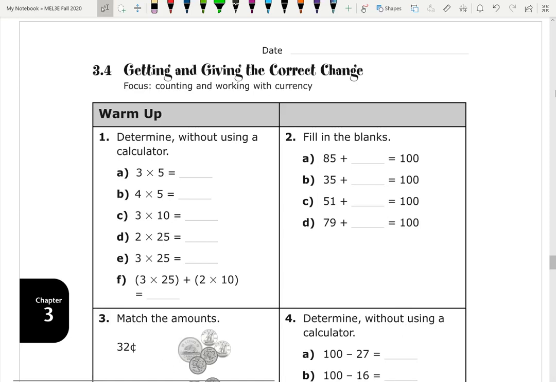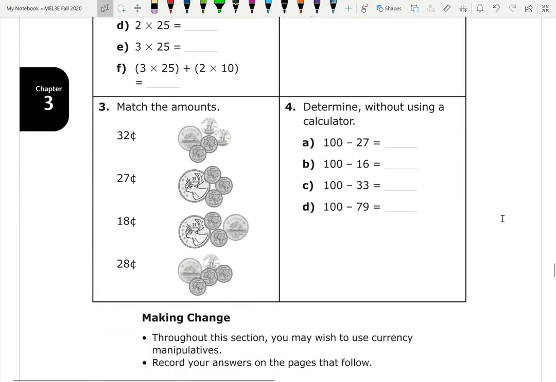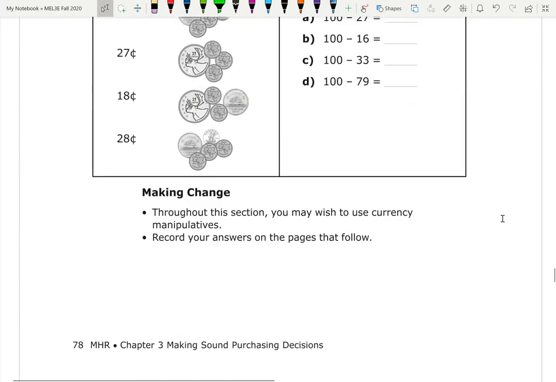Today's lesson is 3.4, Getting and Giving the Correct Change. So this is your warm-up that should be completed before listening to this lesson. At the bottom, making change. This is what we're talking about today. Throughout this section, you may wish to use currency manipulatives.